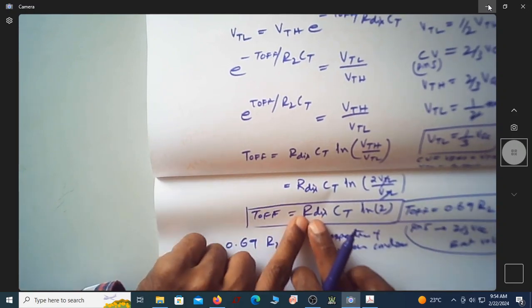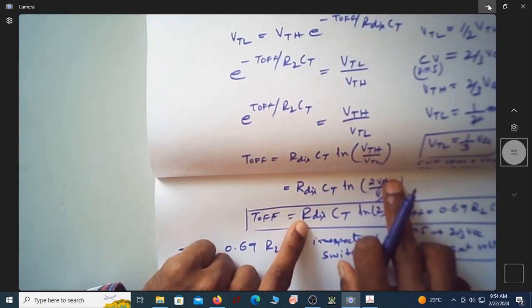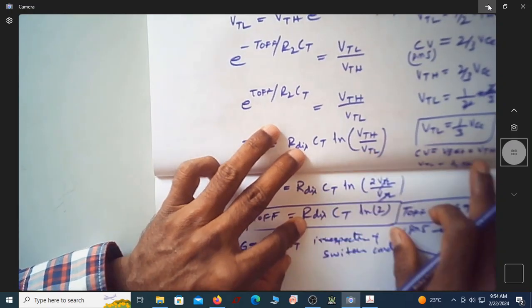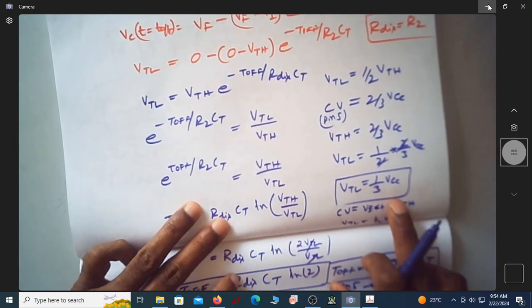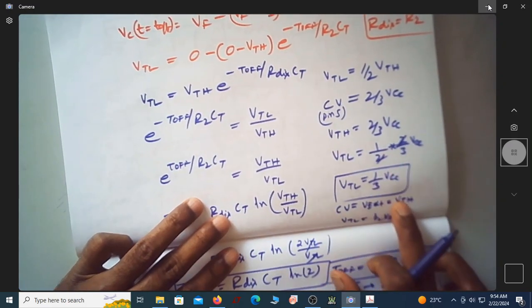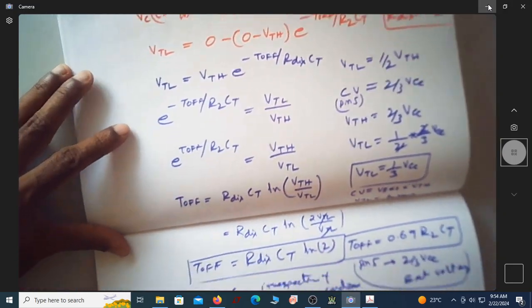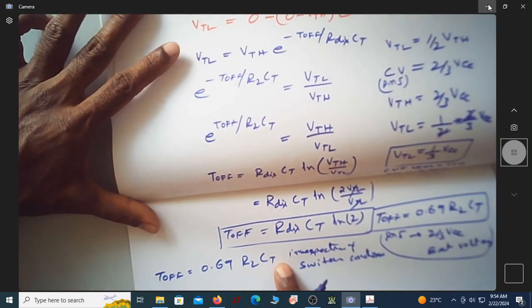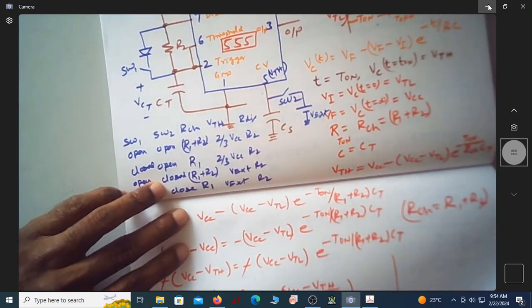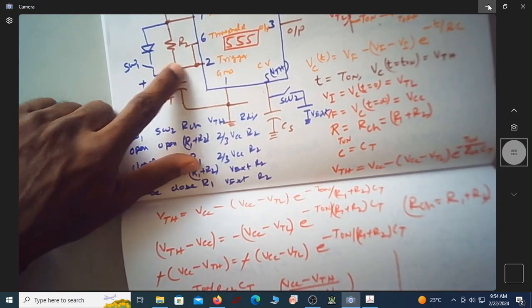Now because R discharge is always R2, this ratio is always half, because whether you have control voltage as 2/3 VCC or external voltage, this is always ln of 2. So T off will never change. Now does your T on change? Yes, it changes depending on the switch condition.